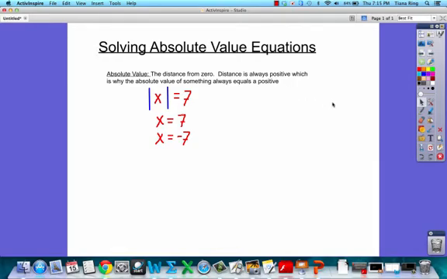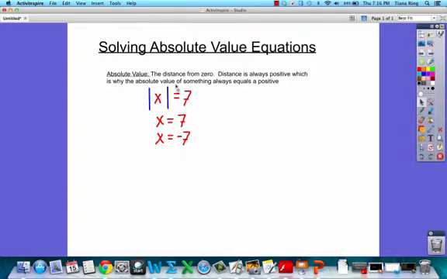Okay, so today we're going to be learning about solving absolute value equations. And the first thing you need to understand about these is what an absolute value is. So the official definition of absolute value is the distance from zero. And since distance is always positive, that is why the absolute value of any number is going to be positive.